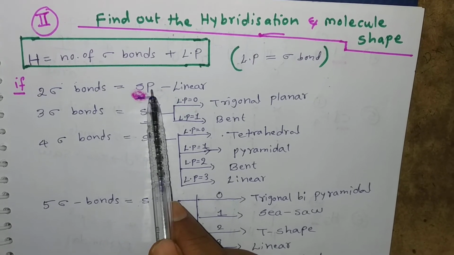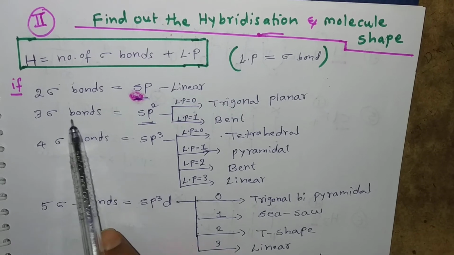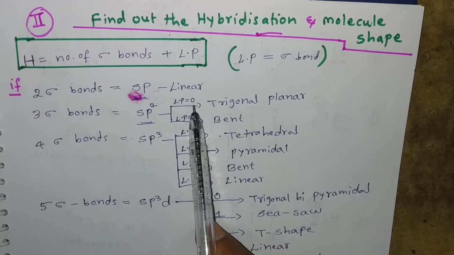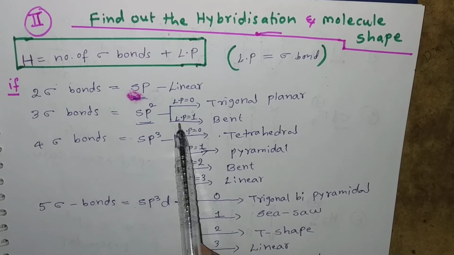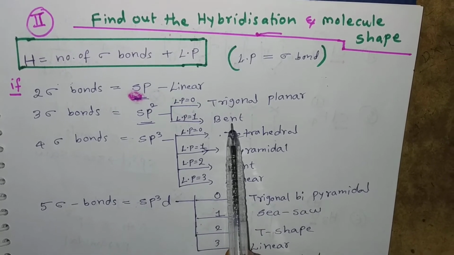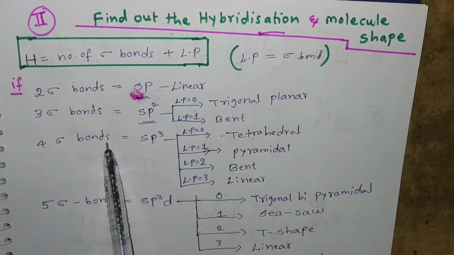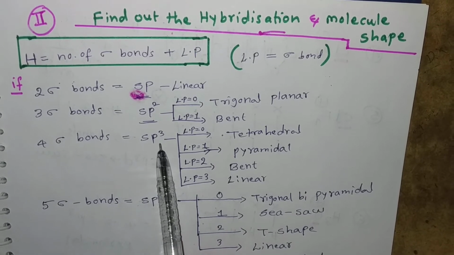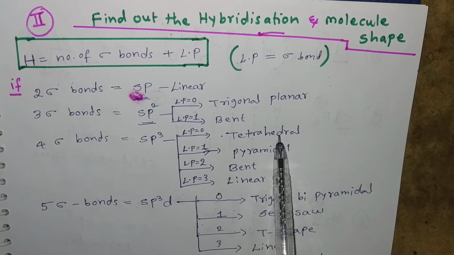sp hybridization, so it is the linear structure. 3 sigma bonds, sp2 hybridization. If lone pairs 0, trigonal planar structure. If lone pairs 1, bent structure. 4 sigma bonds, what is the hybridization? sp3. In sp3 hybridization, no lone pairs, tetrahedral shape.